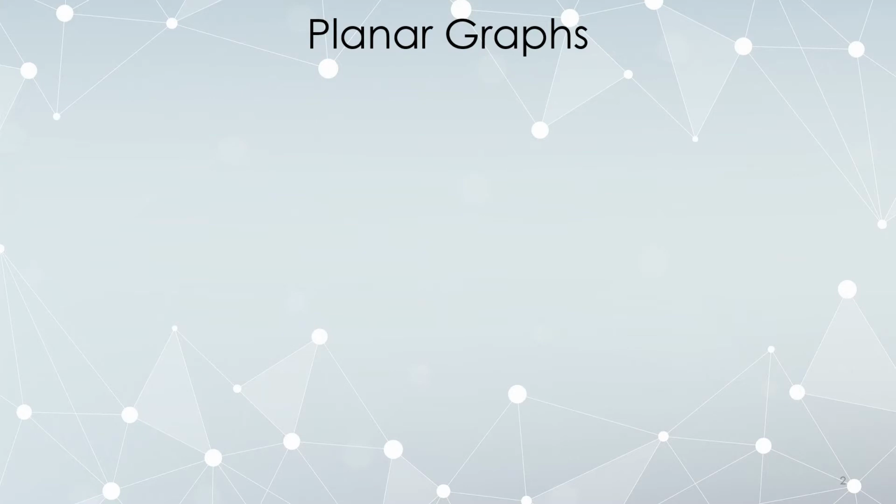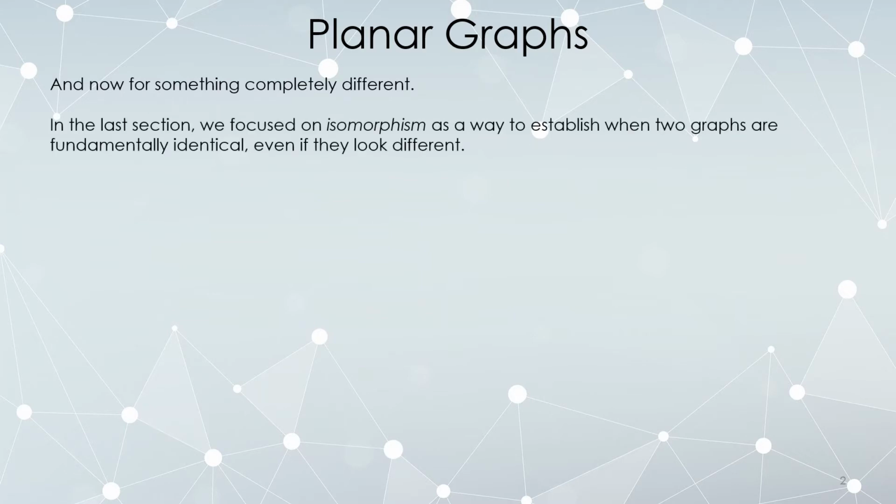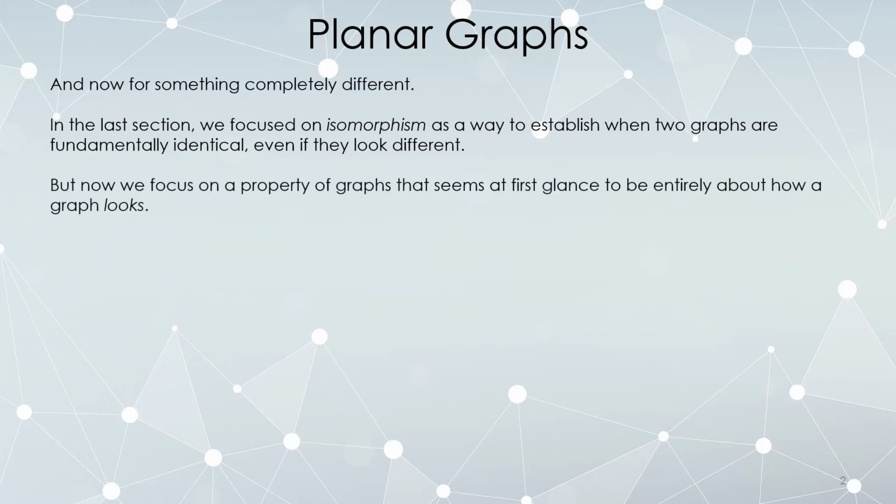We're going to introduce a concept of what is called a planar graph, which is really very unlike earlier stuff we've discussed. So we focused in the previous video on isomorphism of graphs as a way that distinguishes when two graphs are fundamentally identical even if you draw them slightly differently. But now we're actually going to define something that, at least at first glance, does appear to be a property about how you draw a graph or how it appears to you.